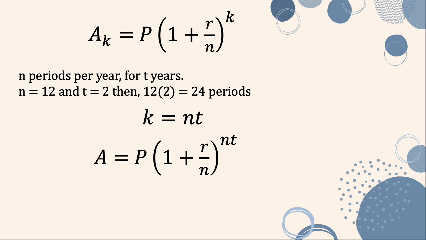Let's replace K with N times T in our formula. We have now created the compound interest formula, starting with the simple interest, adjusting for multiple compounding periods per year, and generalizing over time. This formula lets us calculate the future value of an investment with compound interest.